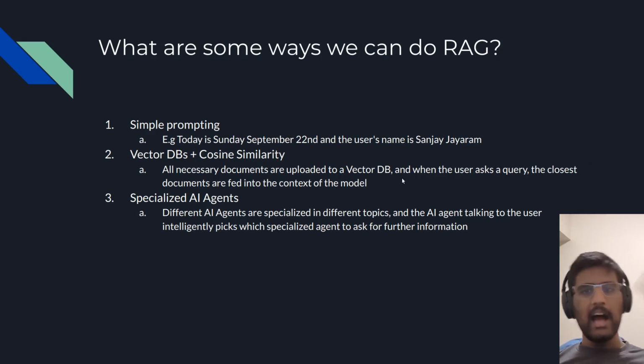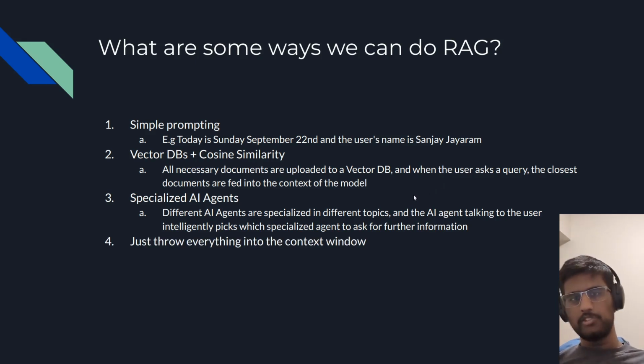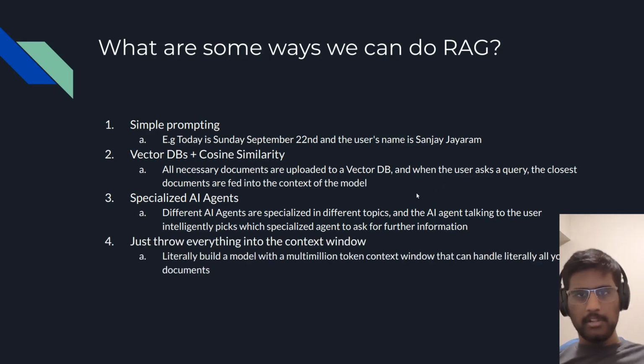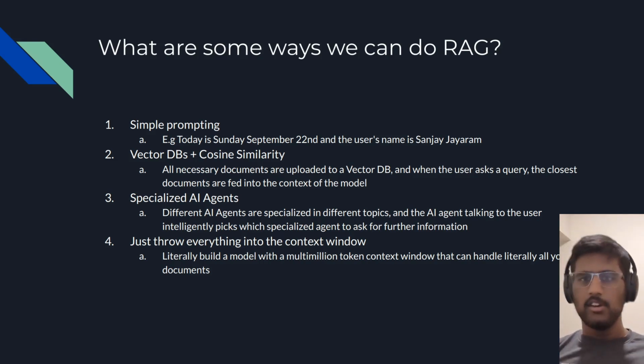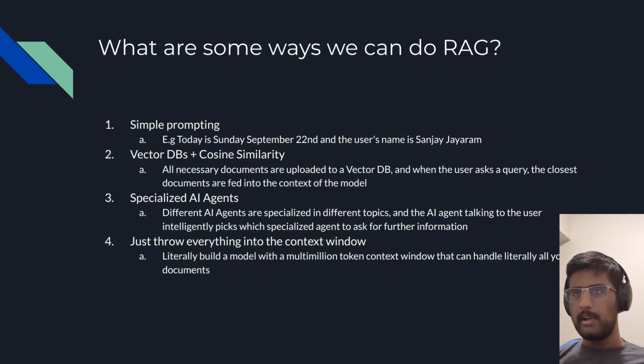Now, of course, the highest level and the most difficult thing is what Google's doing, where you just throw everything in the context window. You build a model with a multi-billion token context window that can handle literally all of your documents. Now, for most of us, we don't have the resources to do this. The only people who do are Google, Meta, and whatnot. And the only company with a model capable of potentially replacing a RAG system with just a context window is Google. Gemini is the only model, as far as I know, with an effective context window of more than 500,000 tokens.